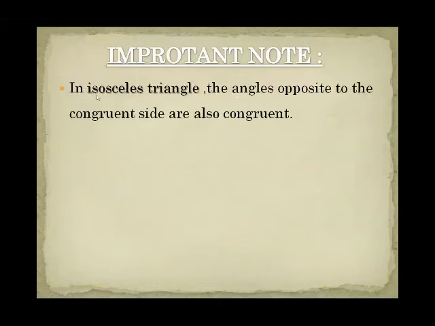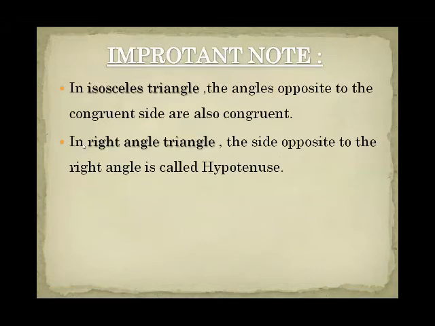In an isosceles triangle, the angles opposite to the congruent sides are also congruent. From the diagram, I already discussed that thing. In an isosceles triangle, the angles opposite to the congruent sides are also congruent. The second note is, in a right angle triangle, the side opposite to the right angle is called the hypotenuse.